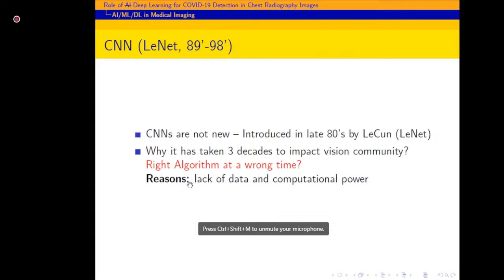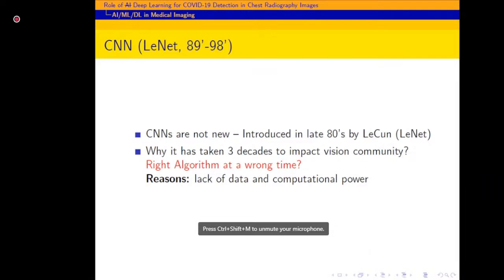So then the question here is why it has taken 3 decades to impact the vision community. We can say it was the right algorithm at the wrong time, because at that time there was no such storage capacity to store the images, and of course there was no GPU facility at that time, right? So that is why initially Professor LeCun and his group got a lot of criticism from other researchers that what you have developed requires almost 1 month of time to train a model.